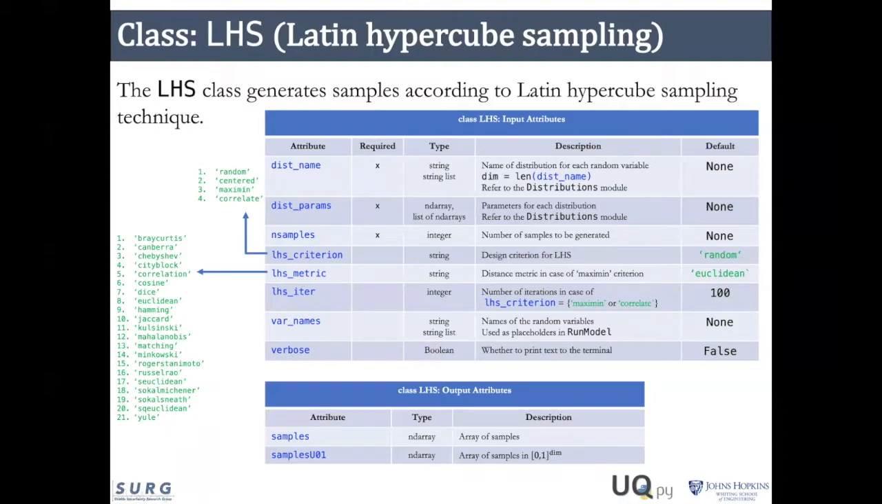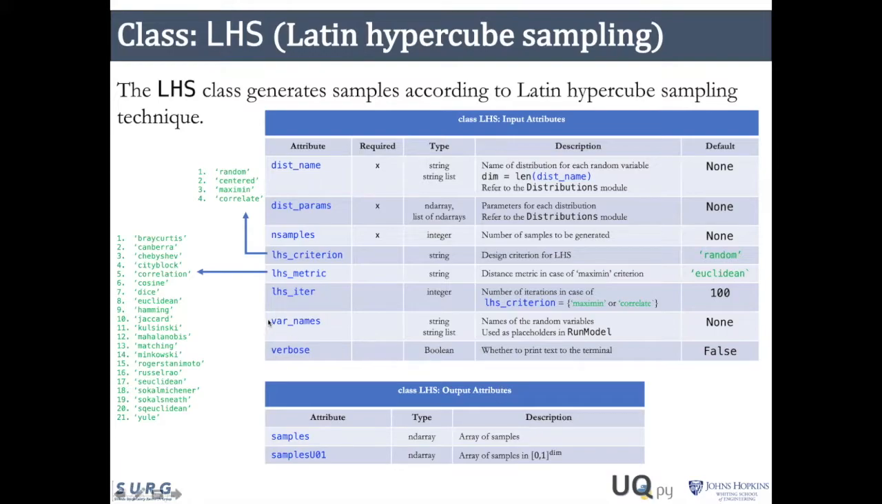Another option that is used in the LHS class is the LHS metric. However, this is used only in case we're using the maximum criterion, and we have 21 possible options for the LHS metric. The default value, currently in the code, is the Euclidean one. Also, we have another option called the LHS iter, which defines the number of iterations, again in case we have the maximum or correlate LHS criterion, and the default value is set to 100.